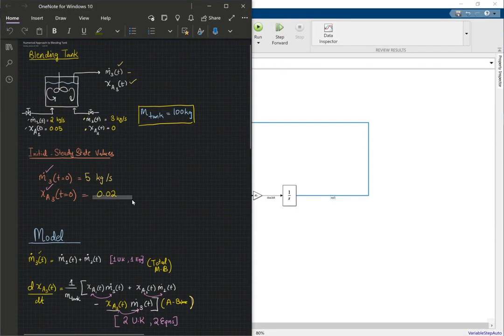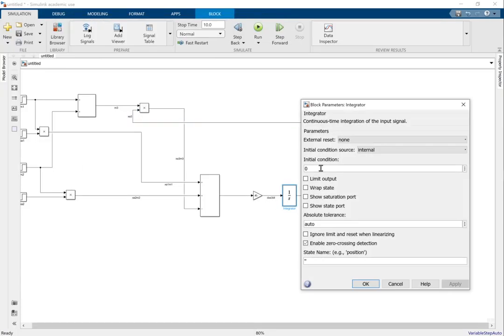Our initial condition was 0.02, as you can see here. All right, we got it, 0.02.